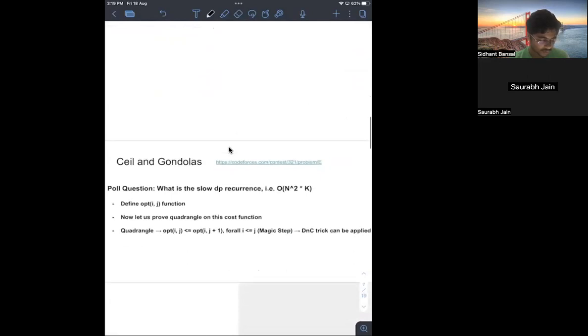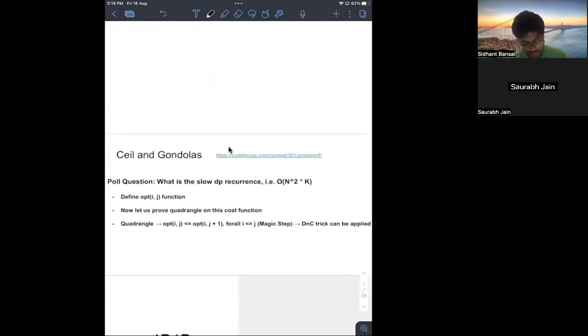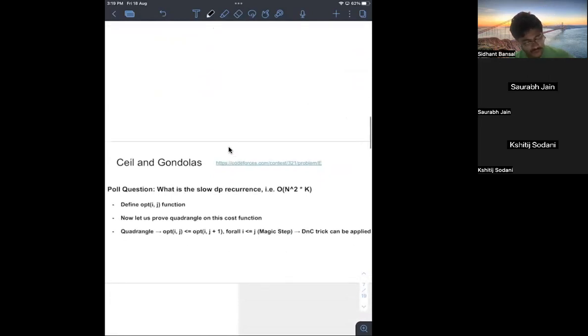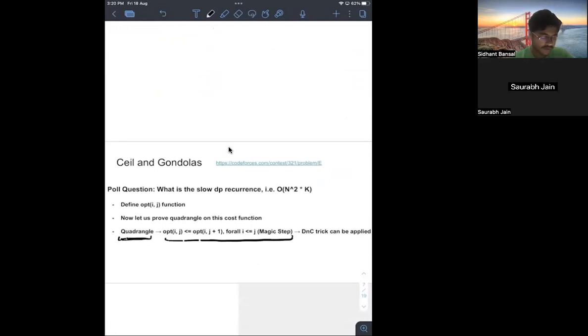So what's the general idea of the divide and conquer solution? You get the quadrangle inequality. It gives you something for free, which is basically the magic step. We won't prove this, but it's a well-known thing that quadrangle gives you some things for free. And once it gives you some things for free, then you can apply the divide and conquer technique.